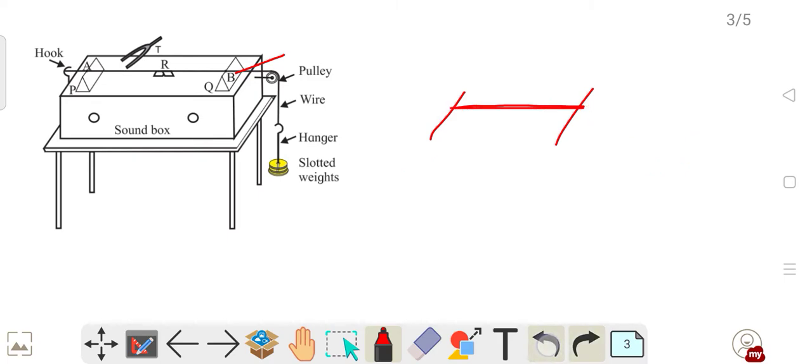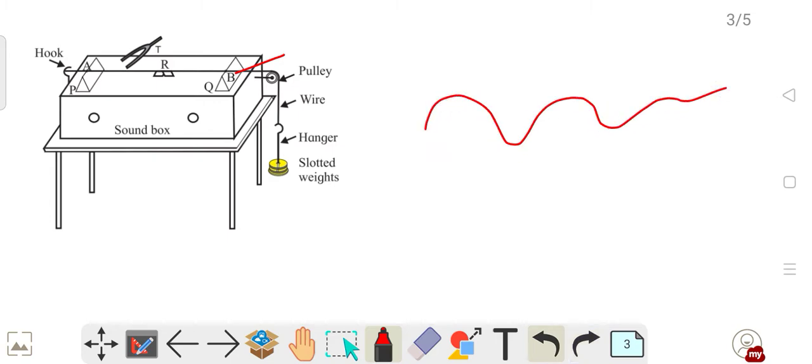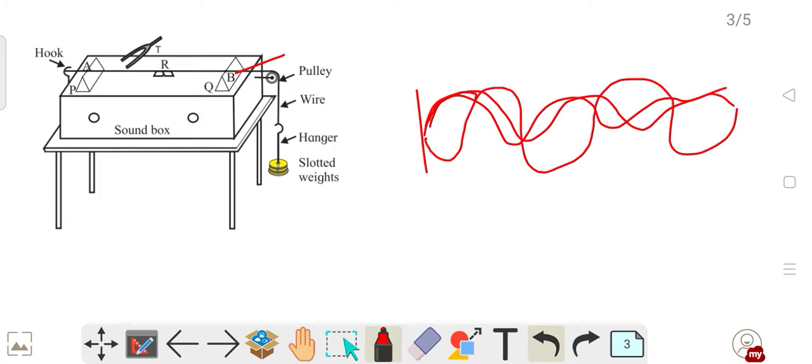Now let us try to see what happens if the wire is plucked at a point midway between the bridges. Transverse waves are produced in the wire, isn't it? First the transverse waves will be produced in the wire. Stationary waves are produced between two bridges because these waves will go from one bridge to another and then will be reflected back from the other bridge. So stationary waves will be produced between two bridges due to reflection of transverse waves at the bridges and their superposition. Now you see the portion AB of the wire, this portion of the wire between two bridges P and Q is the vibrating length.